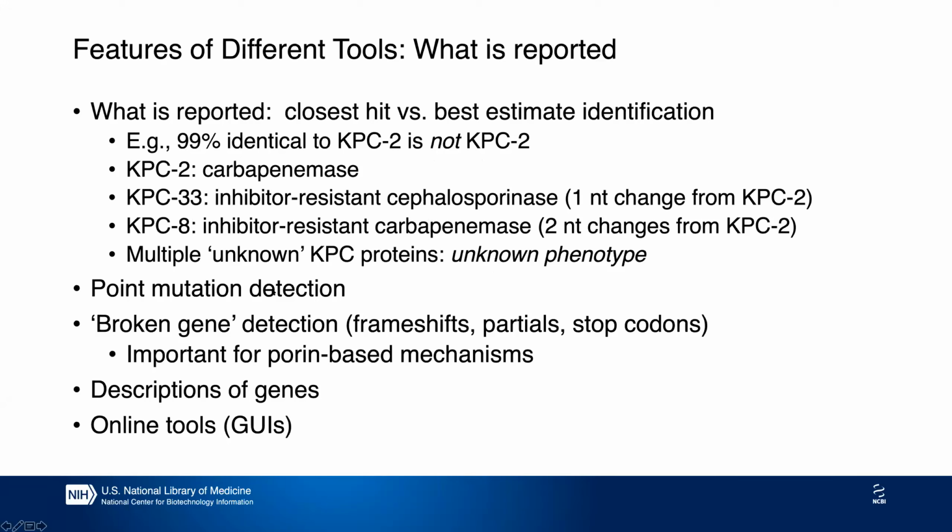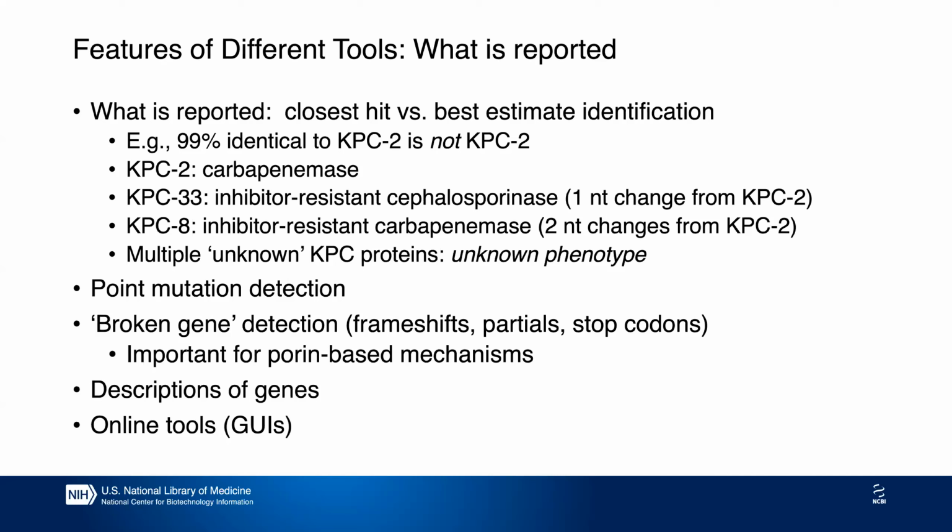Also, point mutation detection. Most of the large tools now do detect point mutations and acquired genes, but that is something to think about. The other thing to think about is what I call broken gene detection, and I don't think any of the tools have done a really great job with this. It's easy to detect something that's near full length or full length. But when you start having frame shifts, you might at least want to know, well, yes, I had a 99% identity hit, but there was a frame shift or there was a stop codon in there. That can happen sometimes with certain tools.